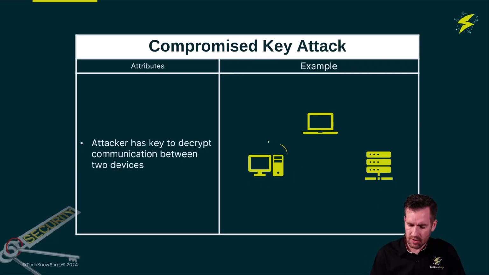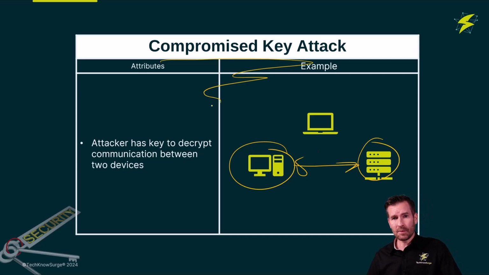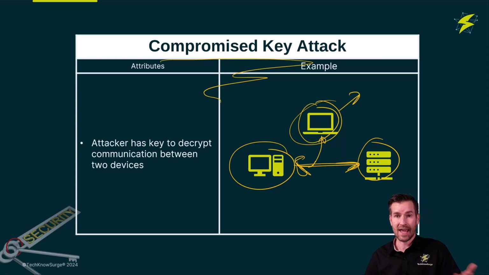Encryption is great because two machines can talk back and forth without other devices seeing it, unless there's a compromised key. If there's a compromised key attack, so this machine somehow gains access to the key that's used to encrypt this data back and forth, then any of the traffic that goes back and forth, this machine would be able to decrypt and see what that communication is between those two different devices.